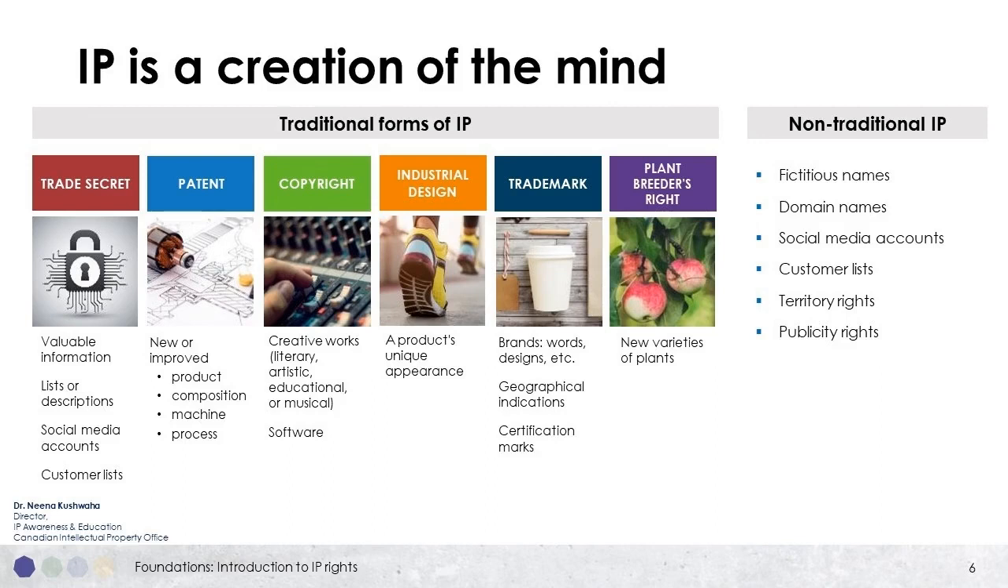We also have trademarks, which is what we often see first as consumers and how we navigate the marketplace. And these have indications that can distinguish goods or services from one person or company compared to others. There are plant breeders' rights, which apply to a variety of plants. And then there's also a variety of non-traditional forms of IP, including fictitious names, domain names, social media accounts, territorial rights, and publicity rights, to name a few more.